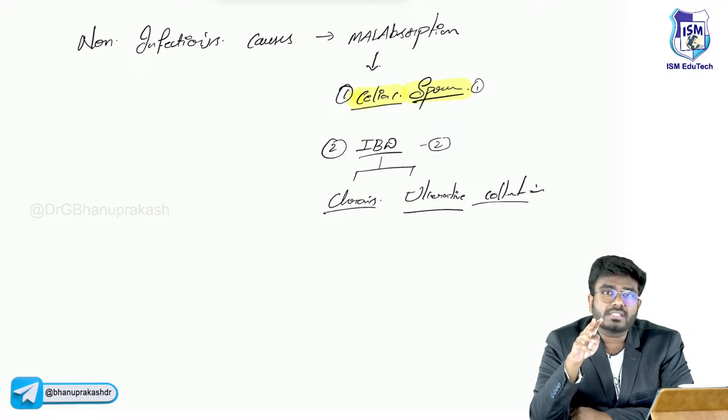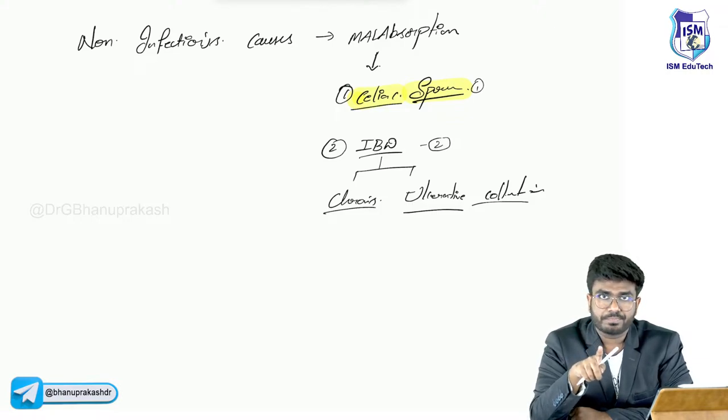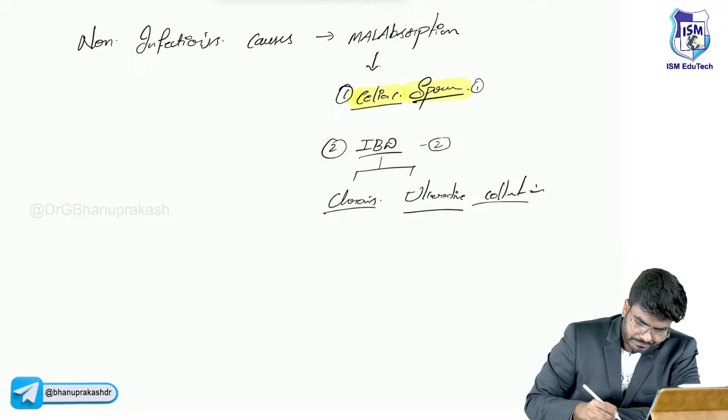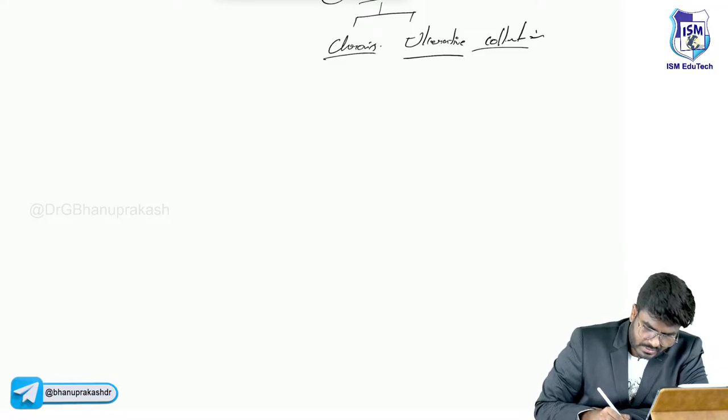So the antibodies are produced against the gluten. Now, these antibodies will cause damage to the villi which are present in the intestines. So the villi will undergo atrophy. When the villi are atrophied, the proper absorption of substances is not going to happen. Now, let's begin one by one. First, see this celiac disease.